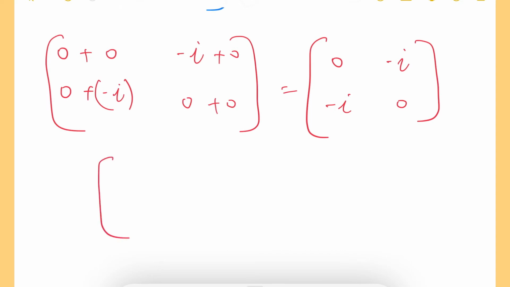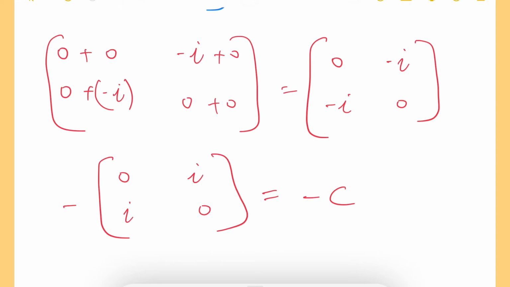Now from the final answer of the matrix, I will take minus common. So we are left with minus of [0, i; i, 0]. This is exactly equal to minus as it is, and [0, i; i, 0] is nothing but the matrix C. So we got AB equals minus C.